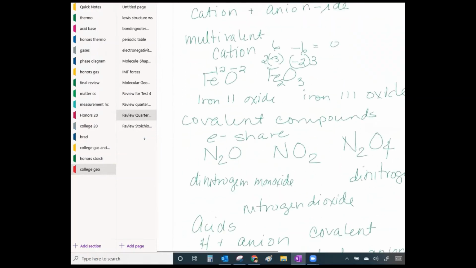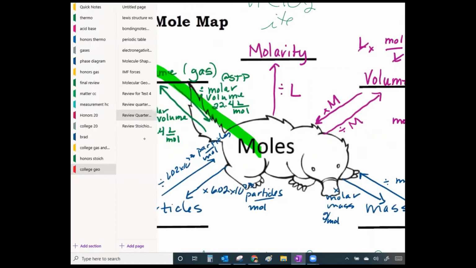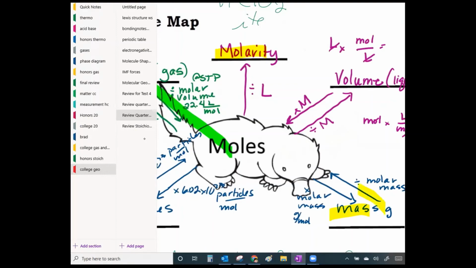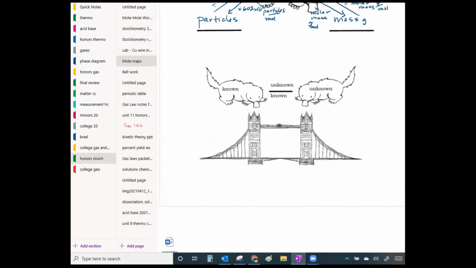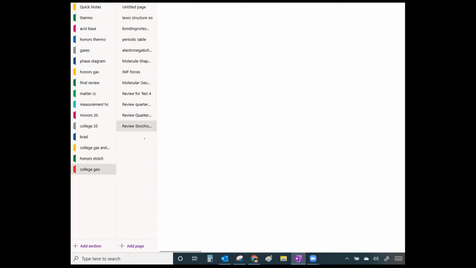Did we do a mole map yesterday? Yeah. Okay. We want to ultimately go to molarity, and we're starting with mass. So the first thing we're going to do is divide by molar mass and then divide by the volume. All right.